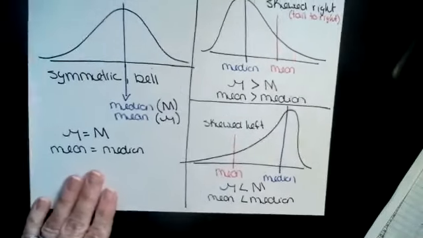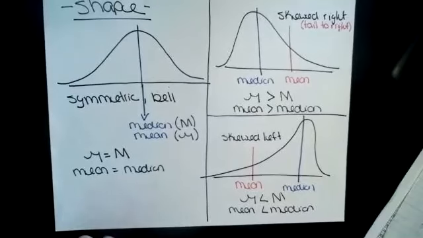Any questions on the shape of my distribution based on my numerical summary, so on the values that I have?